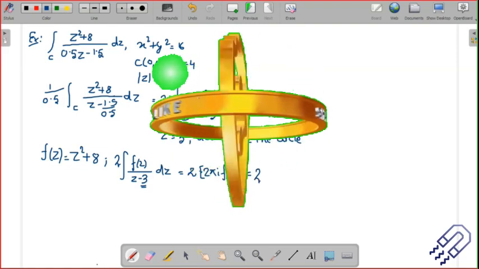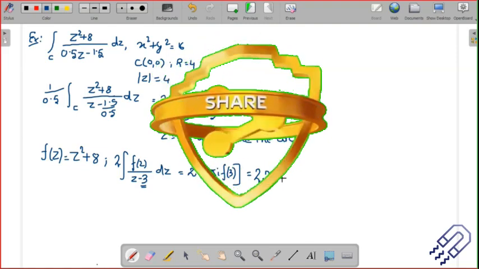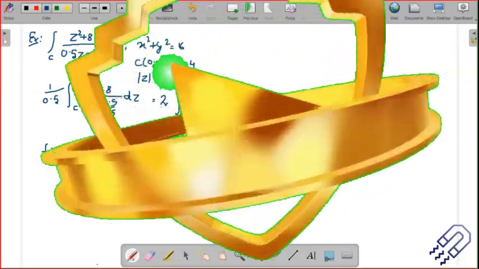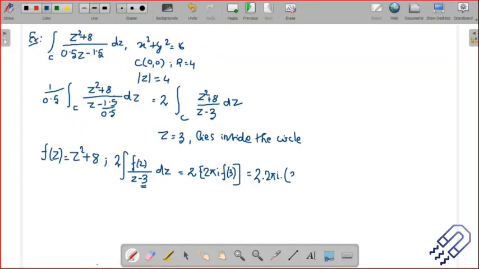So f(z) for my case is z square plus 8, so you can just replace it, right? So it is 2 into 2 pi i into z square, that means 3 square plus 8. So it's simple, right? I think you can do 9 plus 8 is 17. 17 into 4 is 68, right? So it is 68 pi i. So these kind of problems will be there, and you will be doing them.